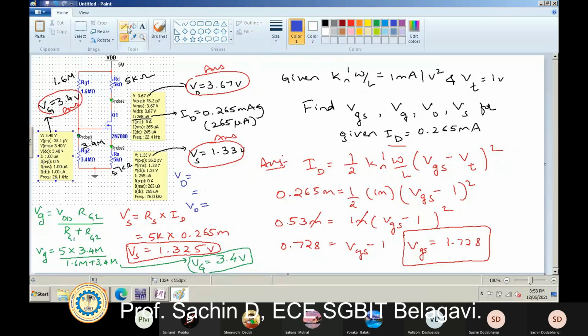So VD is given by VDD minus ID RD. It is 5 minus 0.265 milli and RD is 5K. So if you calculate this, we are getting 3.67, right?